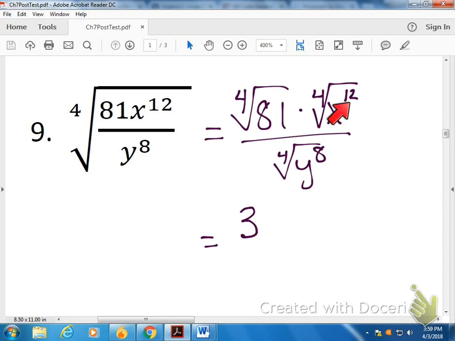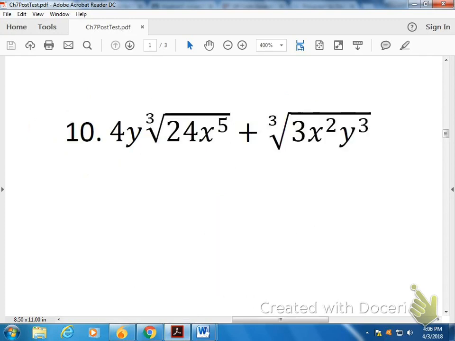Notice how you would divide that. 12 divided by 4, you'd have x cubed. And that stays in the numerator. Now we move to the denominator. If you have y to the 8th, and you need to break it up into groups of 4, you'd have 2 perfect groups, so it becomes y squared. This is our final answer.